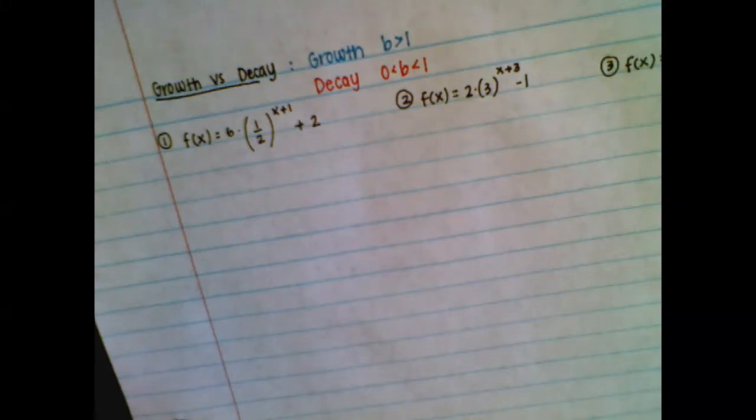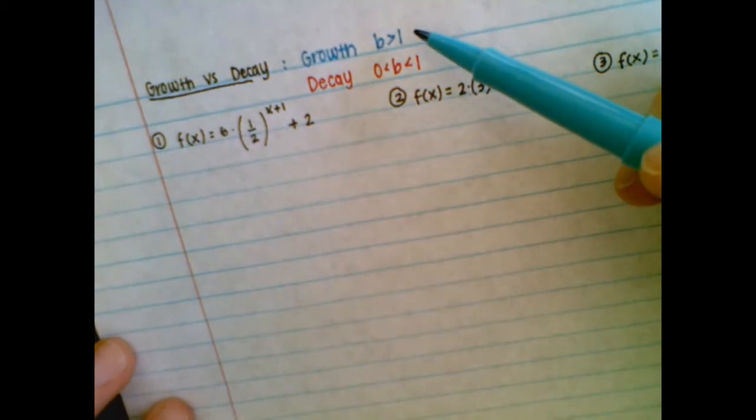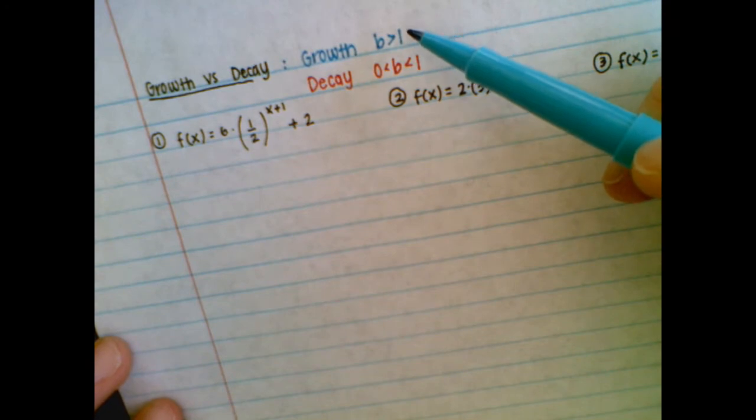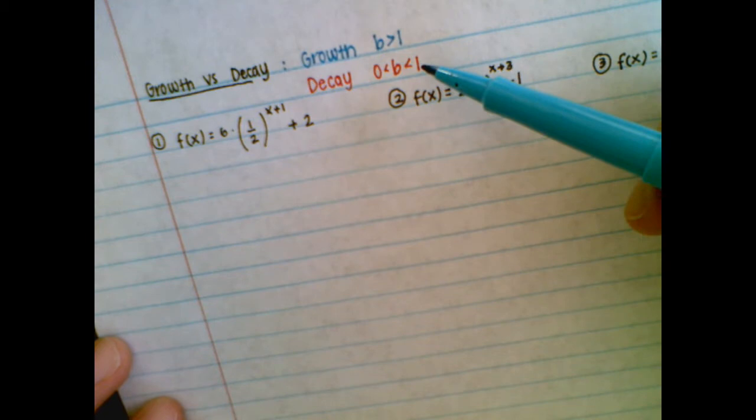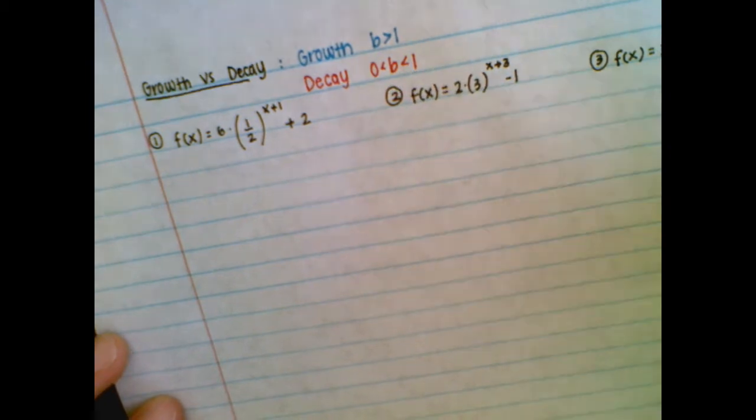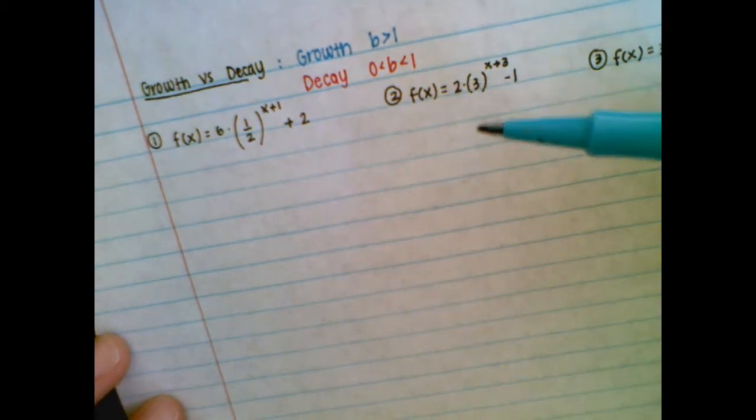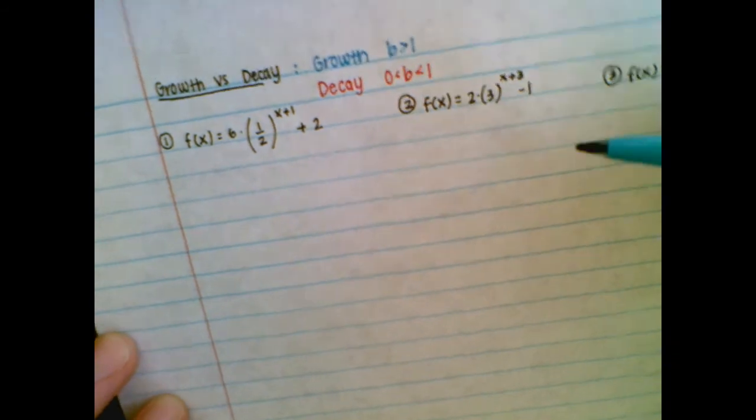Right, so we're going to talk about when an exponential function is a growth function or a decay function. A couple of things we have to keep in mind. A growth function always happens when our b value is greater than 1. Our decay function happens when b is somewhere in between 0 and 1, so that's a fraction like 1/2, 1/3, 1/4.